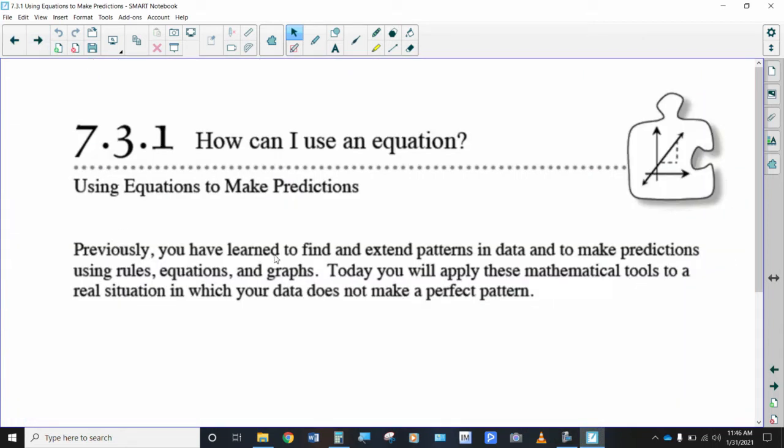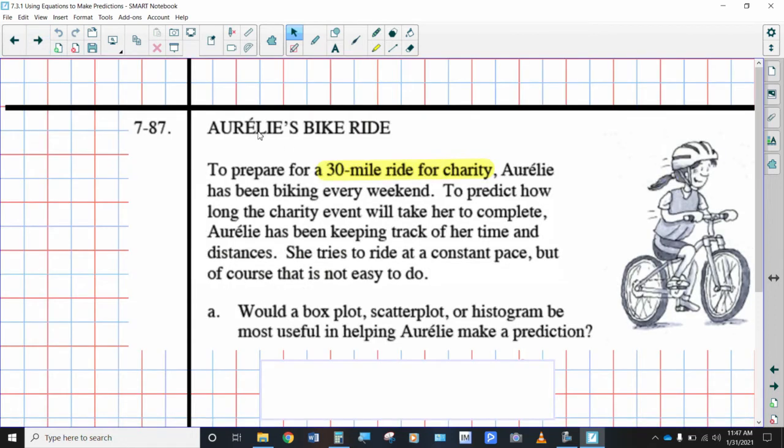It says, previously you have learned to find and extend patterns in data and to make predictions using rules, equations, and graphs. Today, you will apply these mathematical tools to a real situation in which your data does not make that perfect pattern. Okay, so it says Arlie's bike ride.